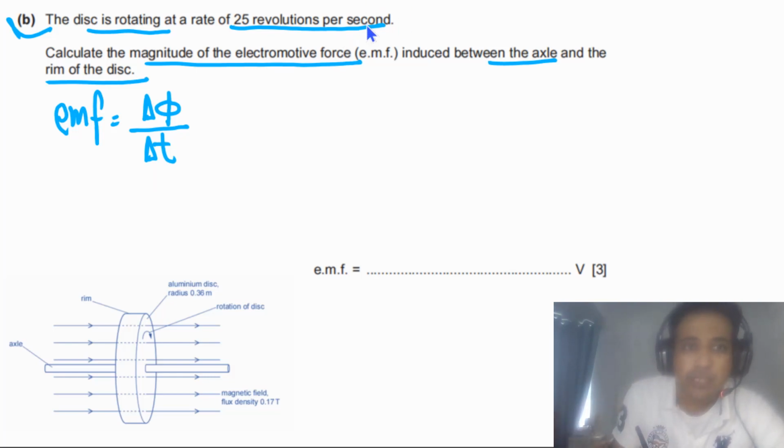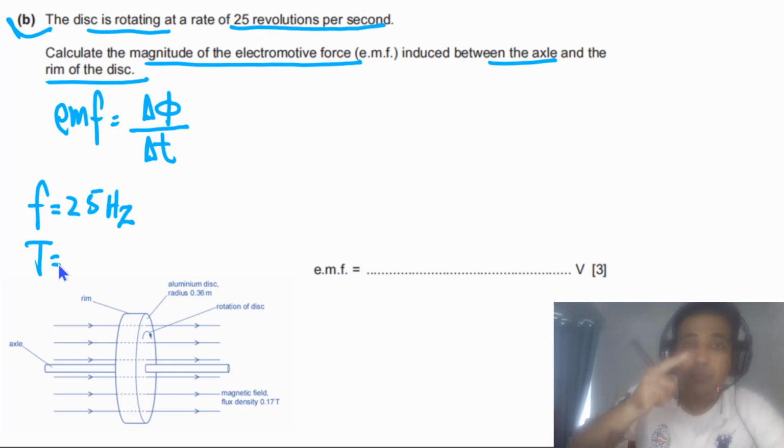But for this question the frequency is given to us. Frequency is equal to 25 revolutions per second, which means 25 hertz. So we can find the time period, meaning the time taken to complete 1 cycle. This disc is completing 25 cycles in 1 second.